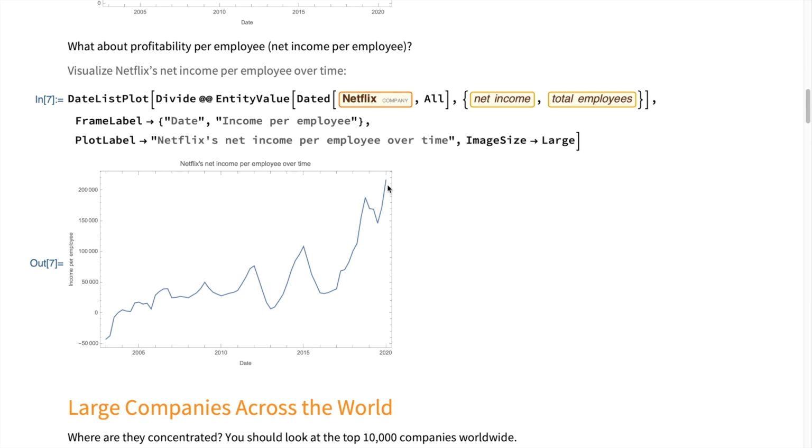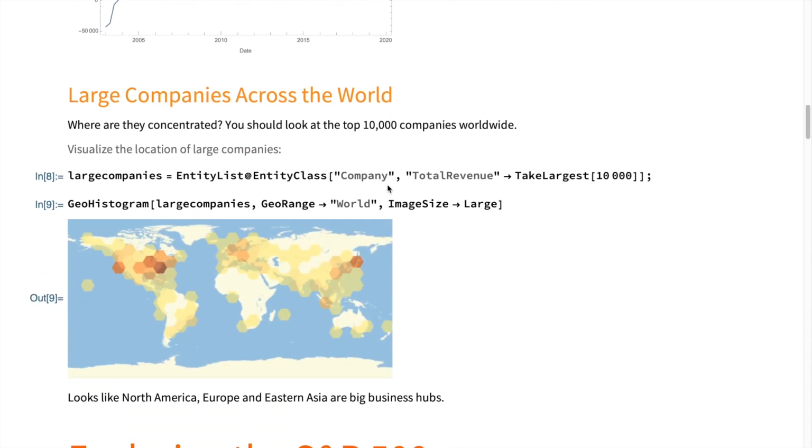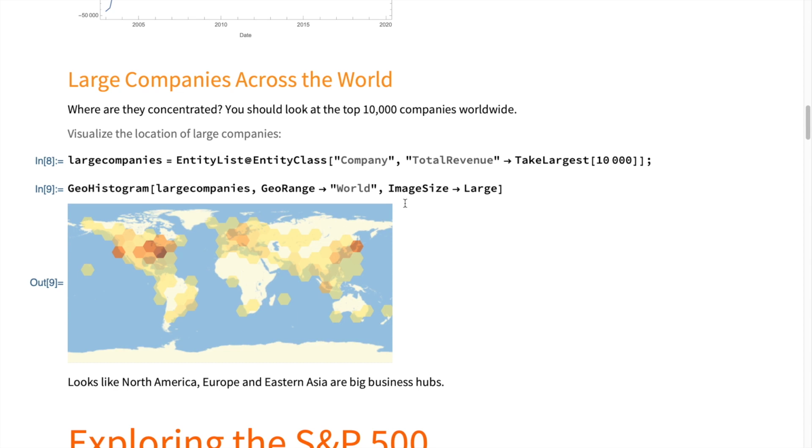So for large companies like Netflix, where are they usually? Setting up a variable large companies, we can take the largest 10,000 companies in terms of revenue by using the take largest function inside entity class. Plotting this data using a geohistogram shows the concentration of large companies in North America, Europe, and East Asia.